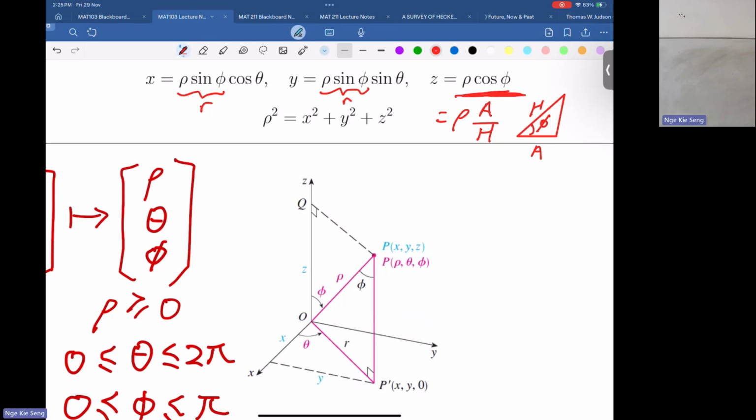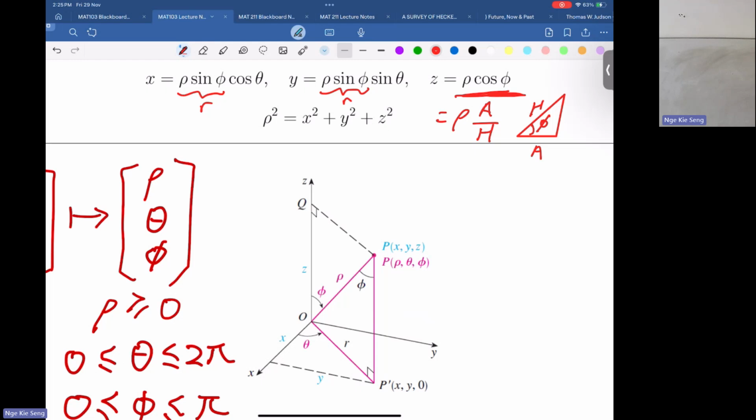So if you make a perpendicular to this z-axis, you will form this exact right angle triangle here. So the adjacent edge to phi is the height of P. Does it make sense? Okay, good.